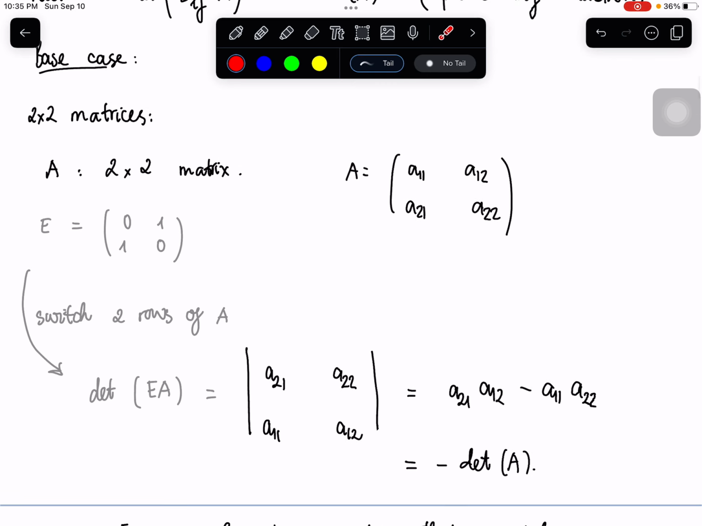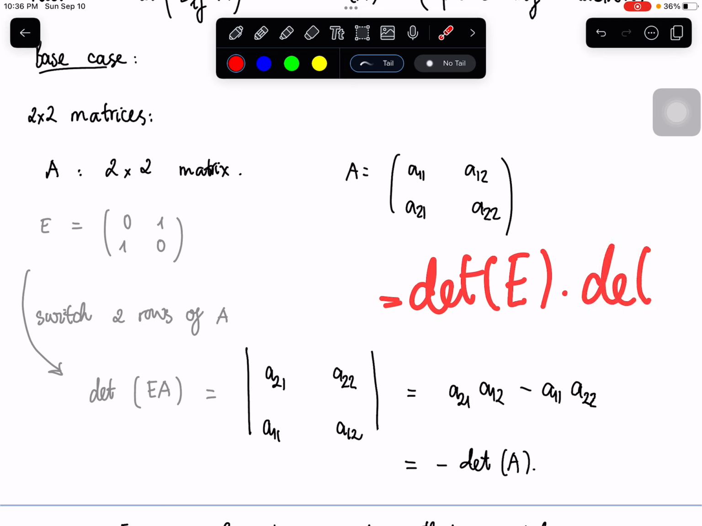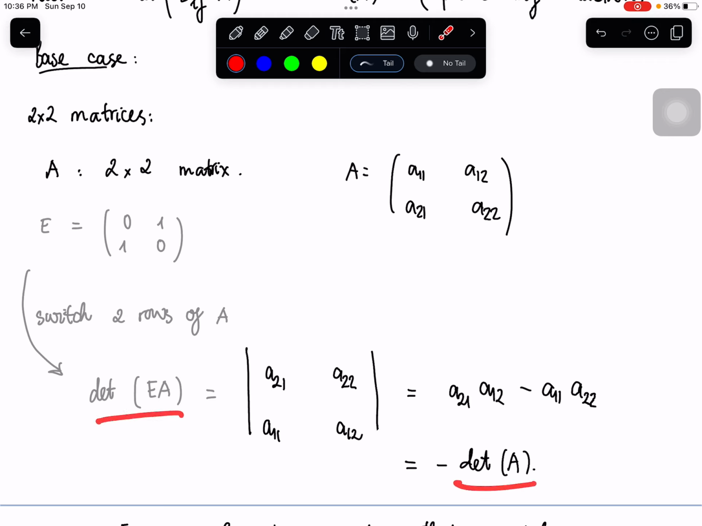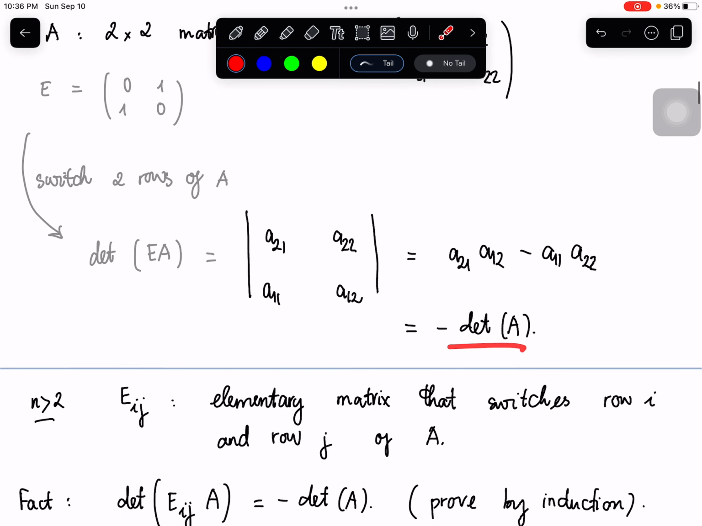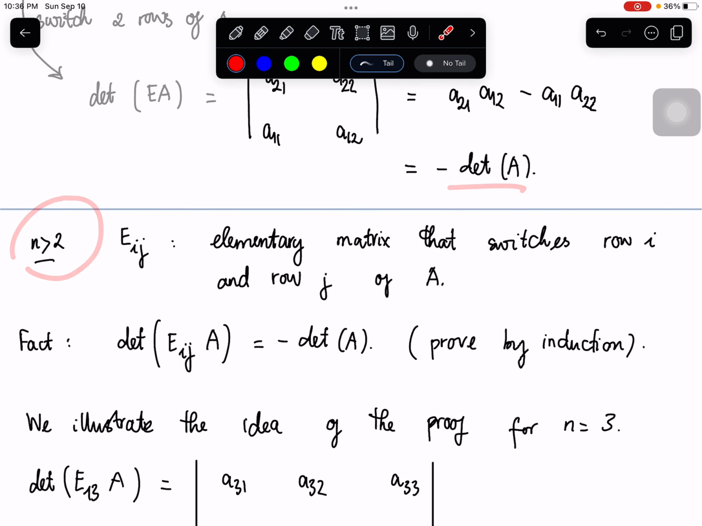So if E is the matrix corresponding to exchanging two rows of A, then the determinant of EA equals the determinant of E, which is minus 1, times the determinant of A, equal to minus the determinant of A. So this is true for the base case, 2 by 2 matrices. For 2 by 2 matrices, if we exchange two rows, the determinant changes sign. Now we need to prove it for n greater than or equal to 3.